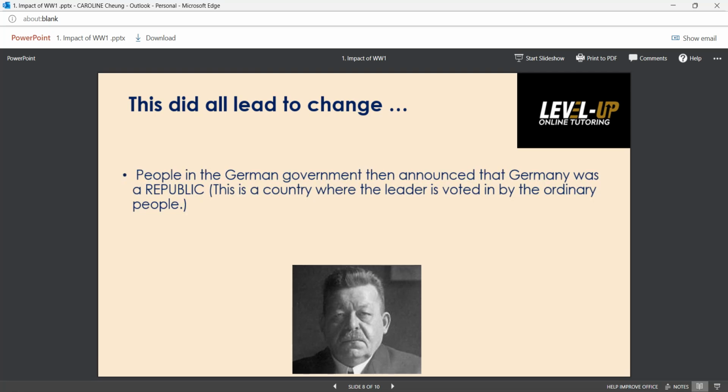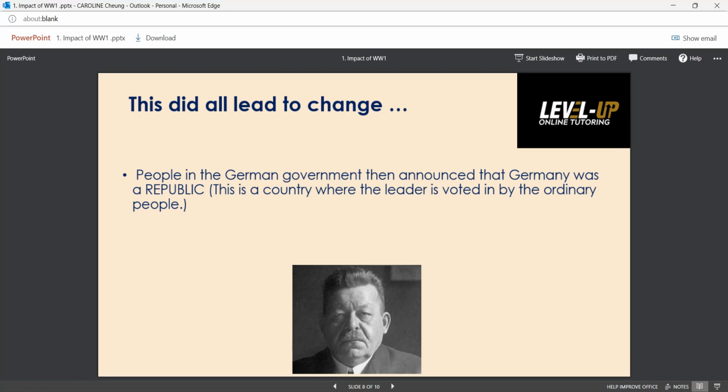People in the German government then announced Germany is a republic. So again, this is something that's really straightforward, but it's just got a fancy name. So a country where the leader gets voted in an election by the ordinary people going out and casting their vote, that's a republic. And that's what Germany's going to become. So countries where the leaders get voted in.